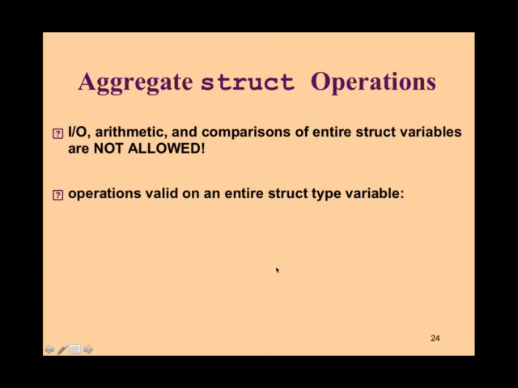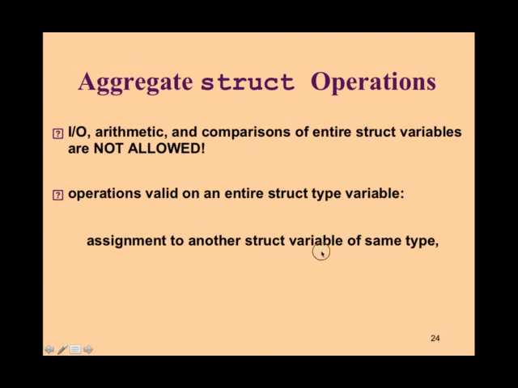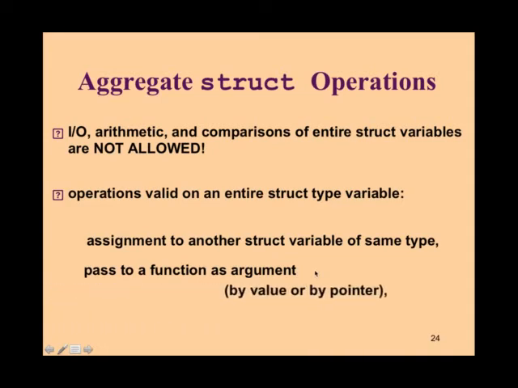These are the operations that are valid on the struct type variable, aggregate operations. You can assign two variables of struct of the same type to each other, and you can pass them to a function as an argument, by value or by pointer, or also you can return them as a value from a function.